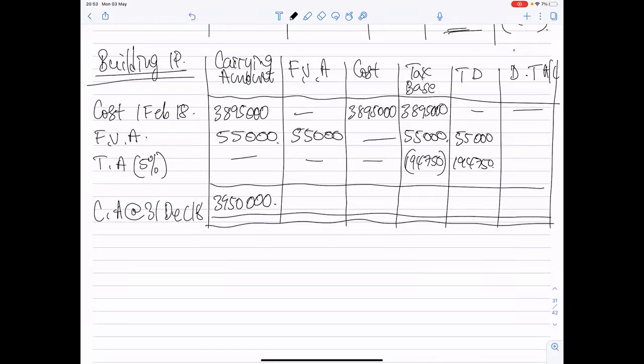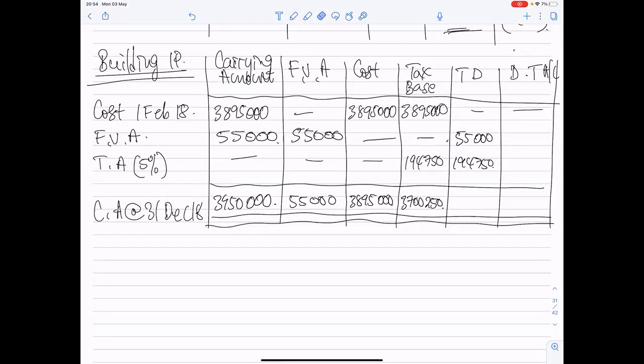Right. So I prefer to use 55, the closing balance 3,895,000. And then no, tax base, there is nothing here, sorry. SARS does not revalue assets. So we got 3,895,000 minus 194,750. It will give us a tax base of 3,700,250. Right.